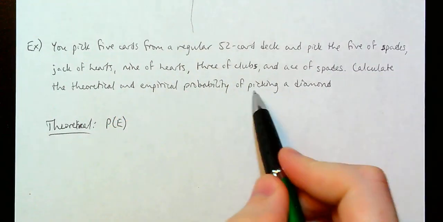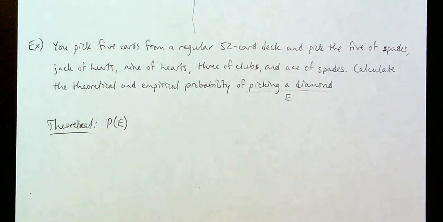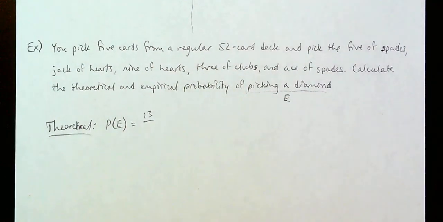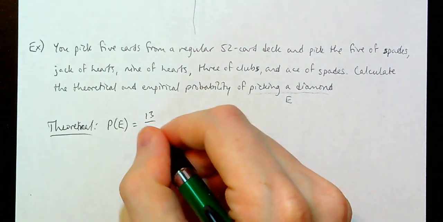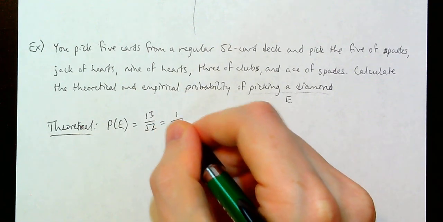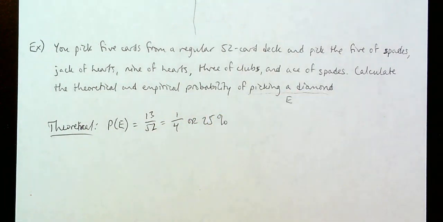So if this here is my event E, picking a card that is a diamond, P of E is, as we just said, the number of diamonds there are in the deck, 13, divided by the number of cards there are in the deck overall, 52. And 13 divided by 52 is 1/4, or 0.25 as a decimal, or 25%. That one I don't think is really going over too many people's heads.